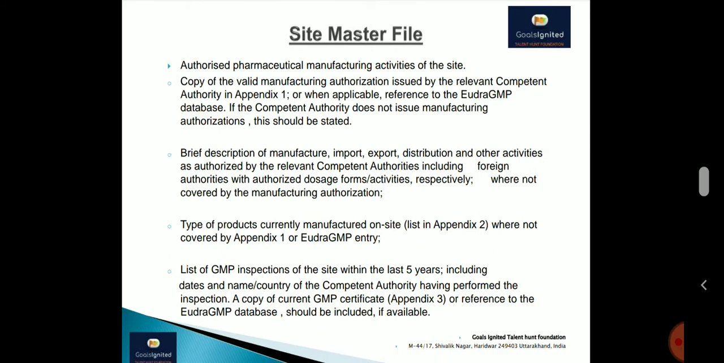Authorized pharmaceutical manufacturing activities of the site, you have to tell what is manufactured there. Copies of the valid manufacturing licenses, marketing authorization, everything you need to incorporate in the site master file. A brief description of the manufacturing, import, export, distribution and other activities authorized by the relevant competent authorities, including foreign authorities, with the authorized dosage forms, and activities not covered in the manufacturing authorizations.